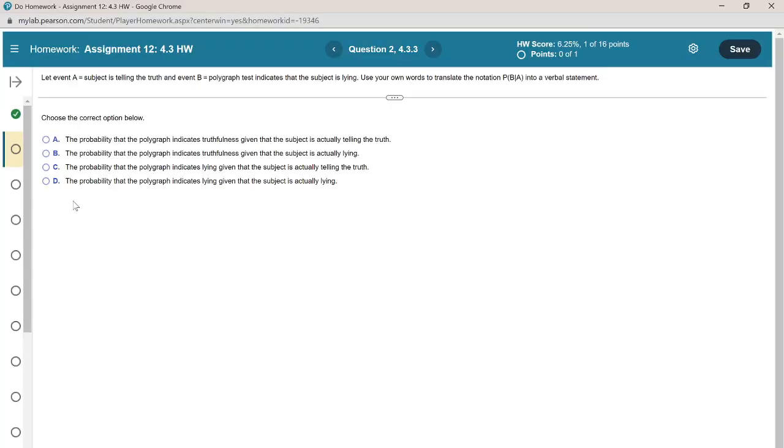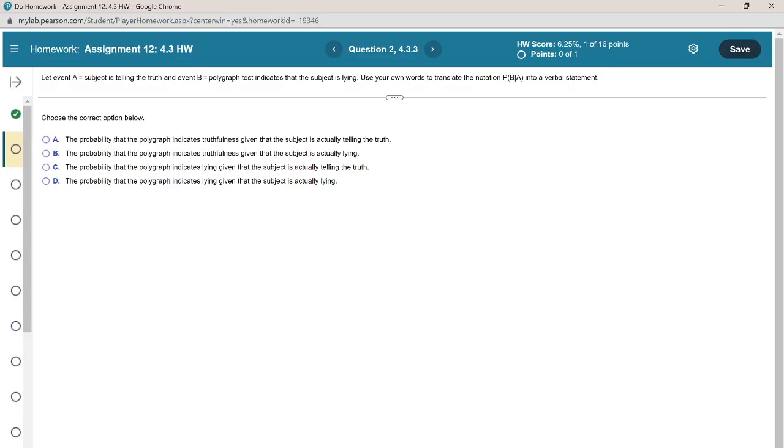So let's see, this is the second one. Let event A equal the subject is telling the truth, and event B equal the polygraph test indicates that the subject is lying. Use your own words to translate the notation probability of B given A. So remember, B means the polygraph test indicates the subject is lying, given that the subject is telling the truth. That's what we are going to find out.